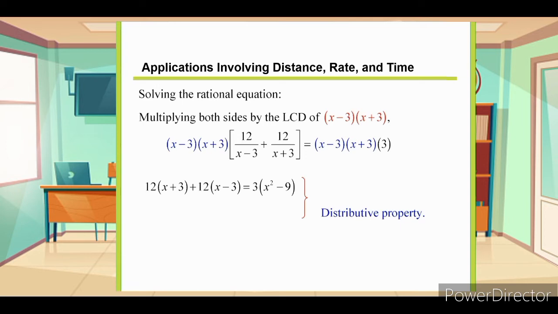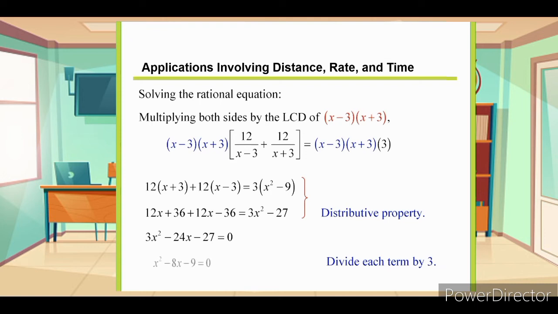By applying the distributive property, we will get 12x plus 36 plus 12x minus 36 is equal to 3x squared minus 27. By combining like terms, we will get 3x squared minus 24x minus 27 is equal to 0. Divide each term by 3 and we will get x squared minus 8x minus 9 is equal to 0.